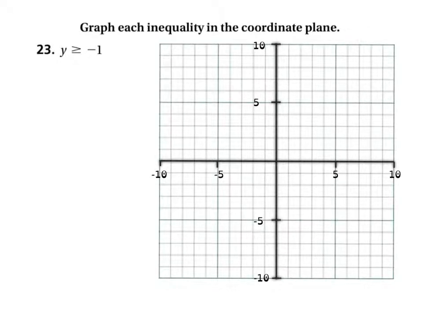Okay, so this one's pretty straightforward. We've got to first examine what the equation is if it wasn't an inequality, but it was an equation, and it would be y equals -1. What does that look like? Well, remember, we've got one of these special cases where only one of the variables is appearing. So what do we need to do?